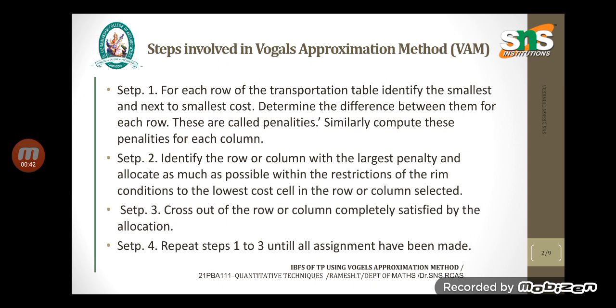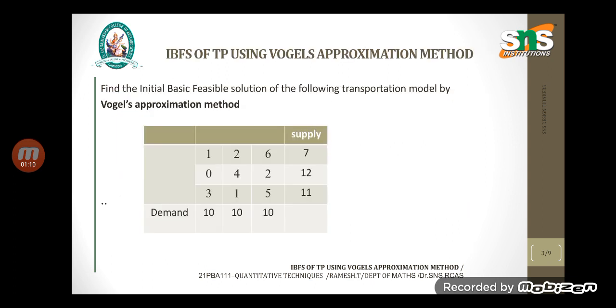Next step, identify the row or column with the largest penalty and allocate as much as possible, within the restrictions of the rim conditions, to the lowest cost cell in the row or column selected. In the next step, cross out the row or column completely satisfied by the allocations. In the next step, repeat steps 1 to 3 until all assignments have been made.